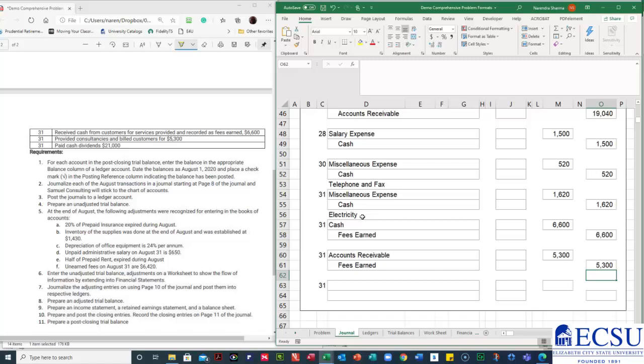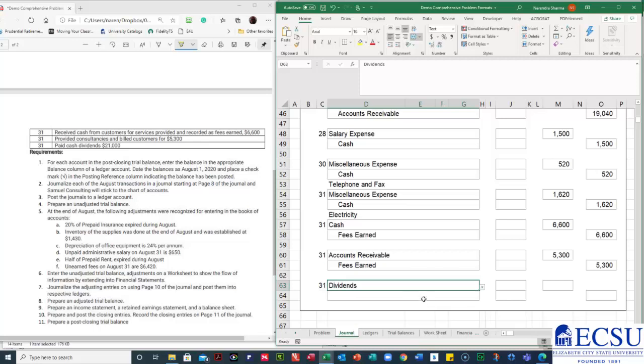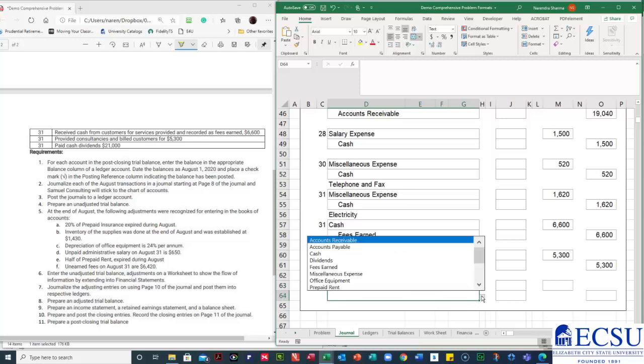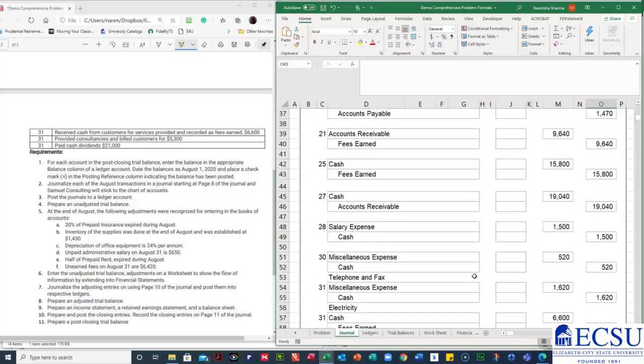Okay, now the last transaction is paid cash dividend. Since you're paying dividend, I'm going to find a dividend account. Here it is, and the cash account. So that is what I'm going to do, and the amount is going to be 21,000 and 21,000. Okay, so now we have journalized all the transactions.